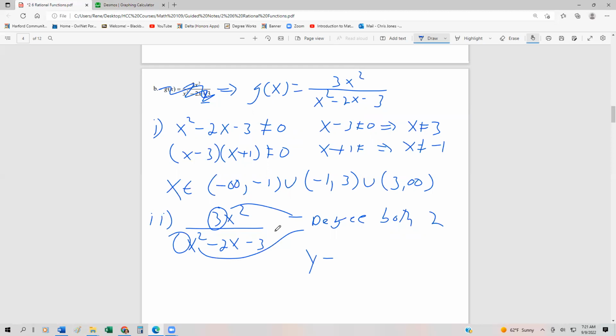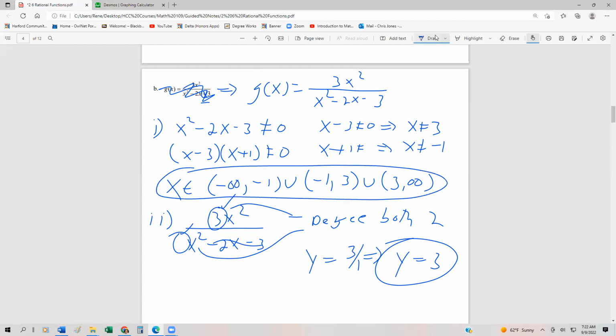So y would be equal to 3 over 1, because that's the coefficient of the x squareds. So we don't worry about anything else other than the x squareds. And so that means that there's going to be a horizontal asymptote at the horizontal line y equals 3. So let's stuff that in our back pocket. So here's our domain. Here's our horizontal asymptote.